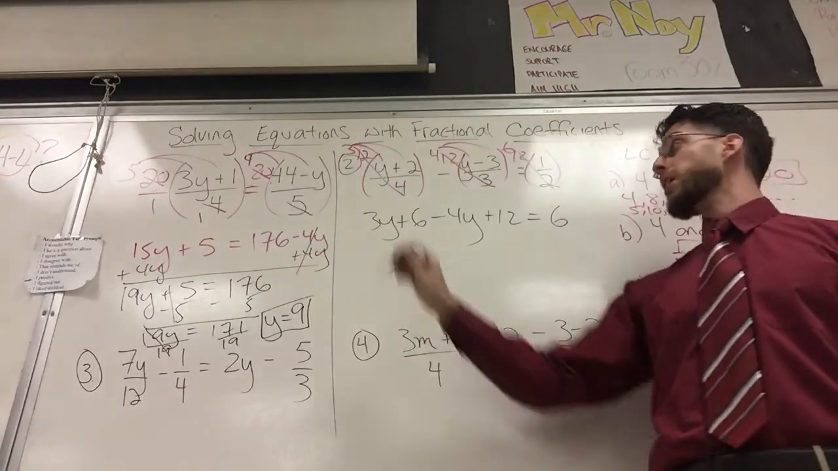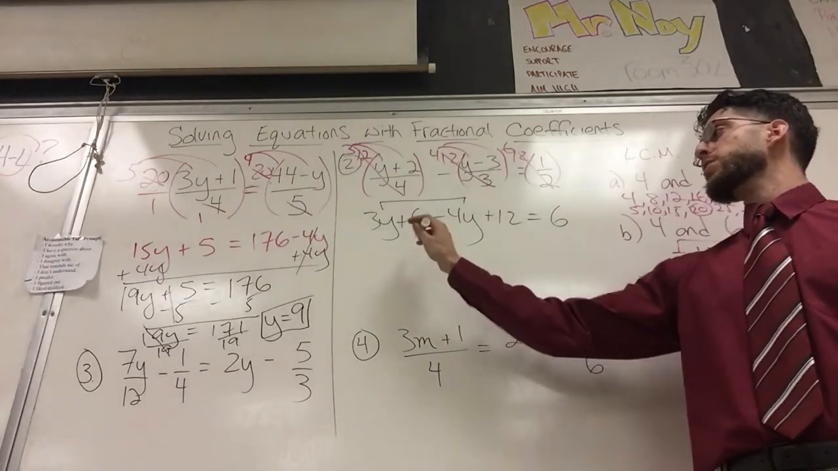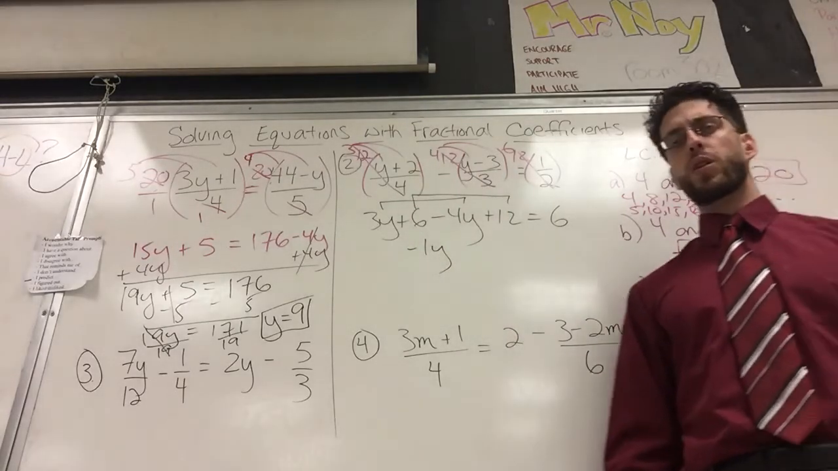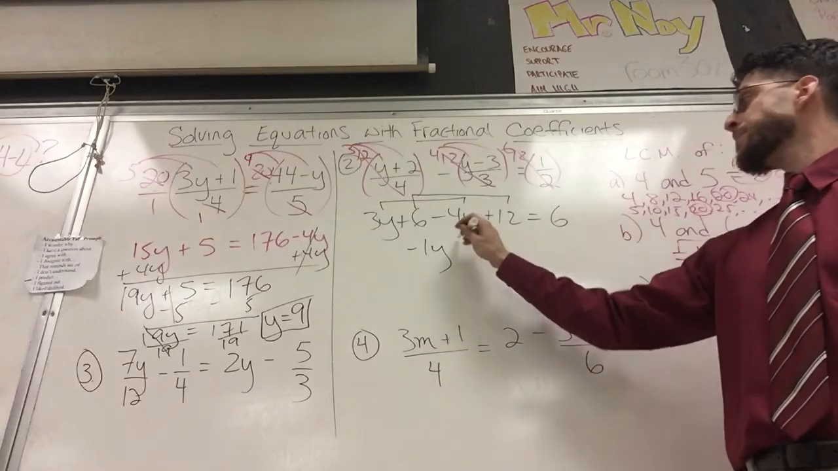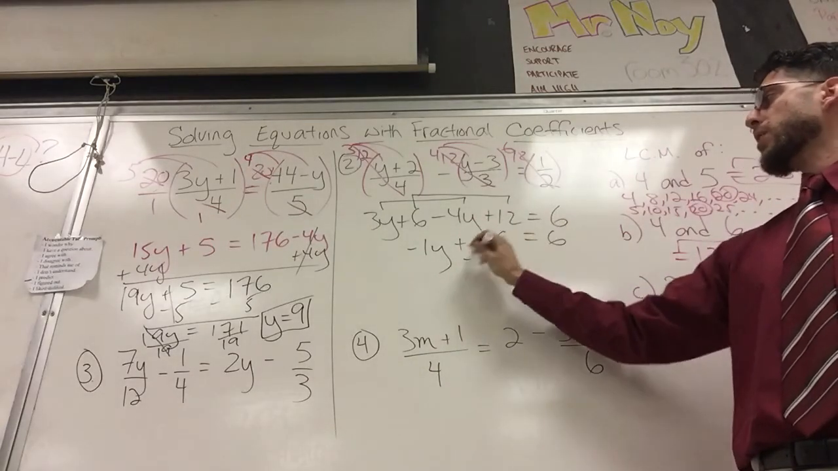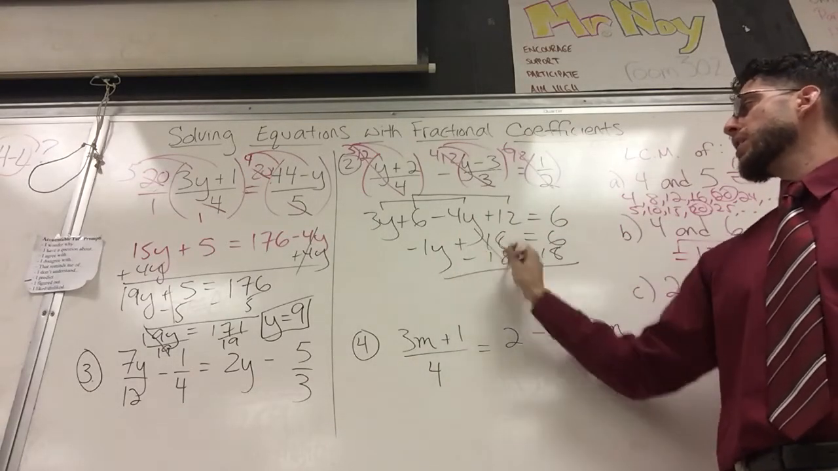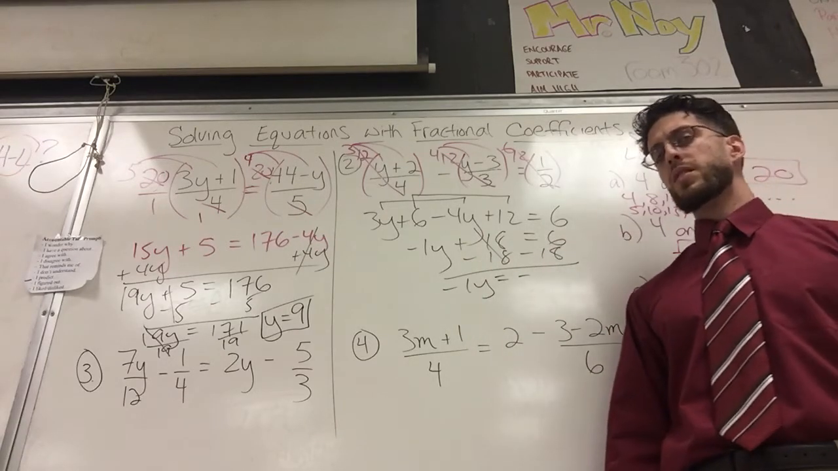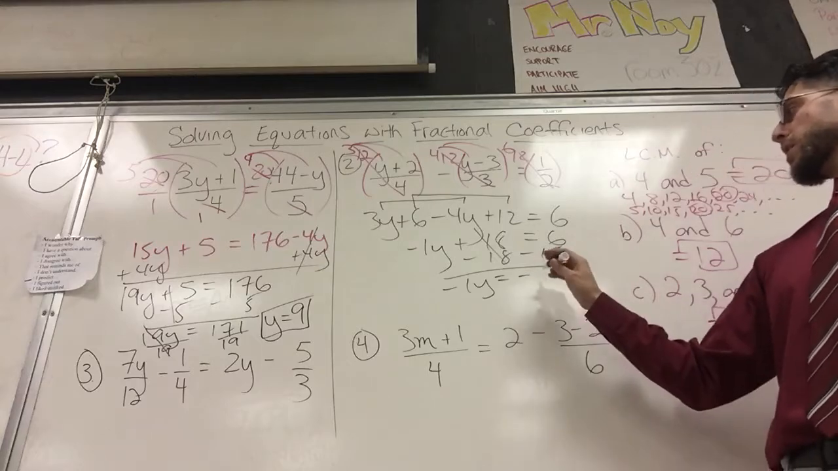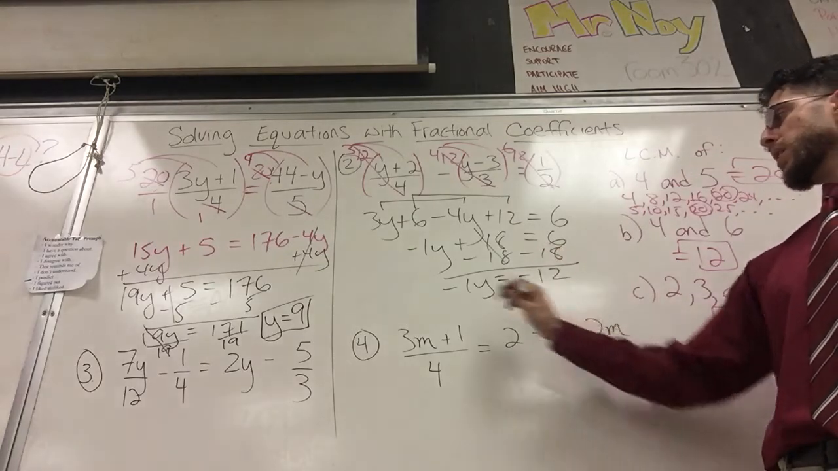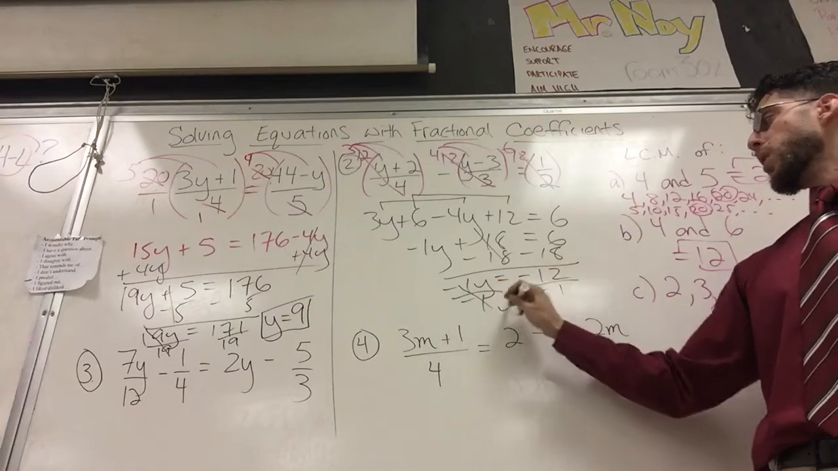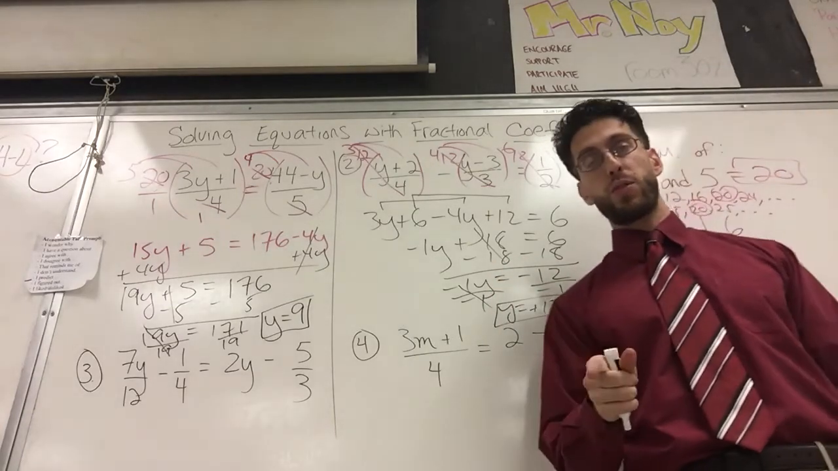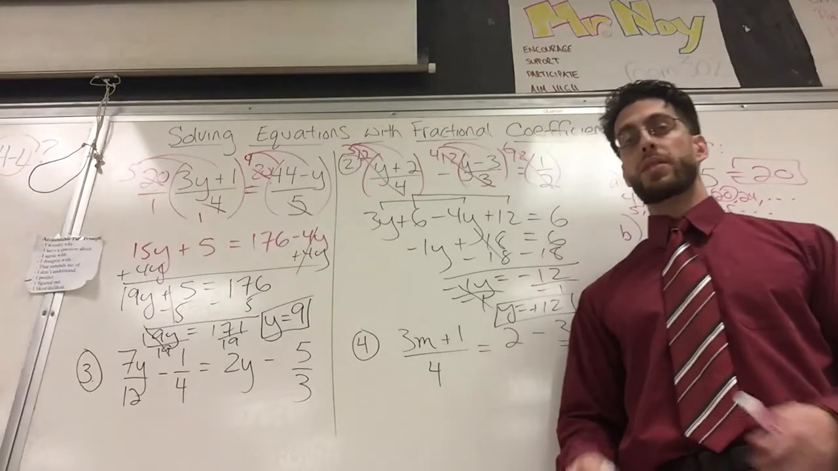Okay, this time you can combine like terms. 3 minus 4 is negative 1y. Positive 6, positive 12. 6 plus 12 is 18. Equals 6 drops down, minus 18 on both sides. Negative 1y equals negative 18 minus 6 is 12. Divide by negative 1, divide by negative 1, and y equals positive 12. Any questions on that? If you do, write it down, type it in the comment section, and I will address it.